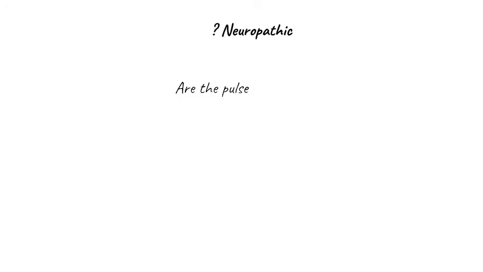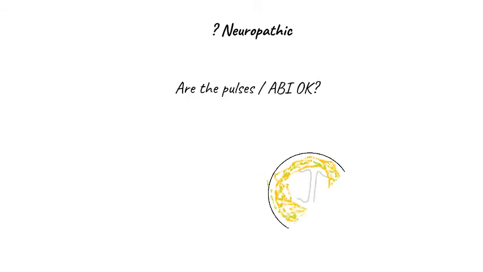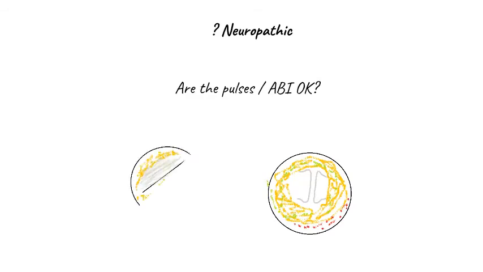Firstly, are the pulses or ankle-brachial indices okay? Particularly in diabetics, there may be underlying previously unrecognized arterial disease which will prevent their neuropathic ulcer from healing. The second question is whether or not underlying structures, in particular bone, are exposed in the bottom of the ulcer. Exposed bone is probably osteomyelitic, and even if you heal the ulcer once, it is likely to recur very rapidly unless the osteomyelitis is adequately treated.